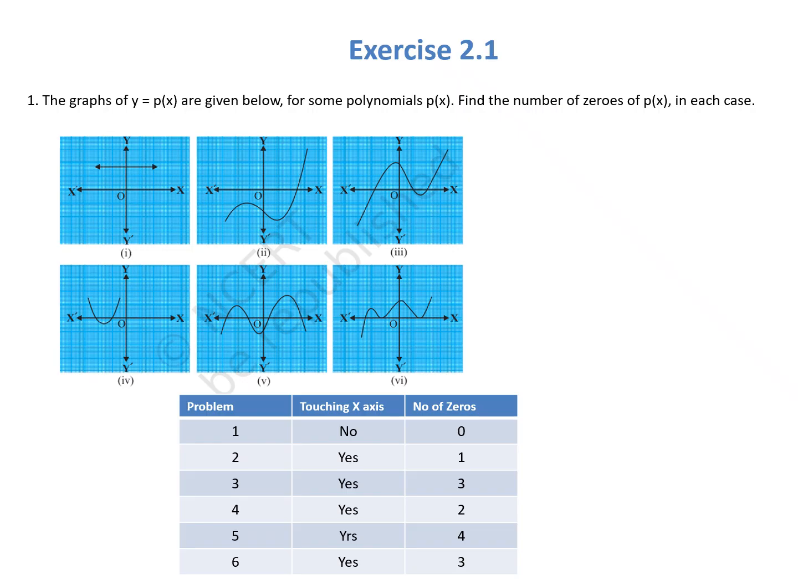So if you look at the first one, it is not touching the x-axis, so we do not have any zero for this. Then we have another graph here, and we can see that it touched the x-axis at 1 point, and hence for this we have 1 zero. And here, if you can see, it is touching the x-axis at 3 points, and hence we have 3 zeros here.